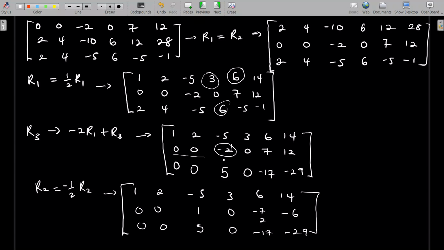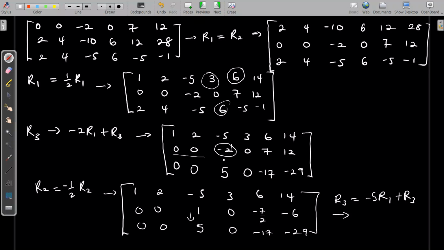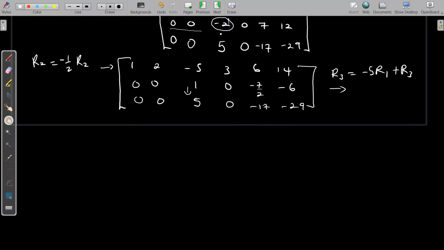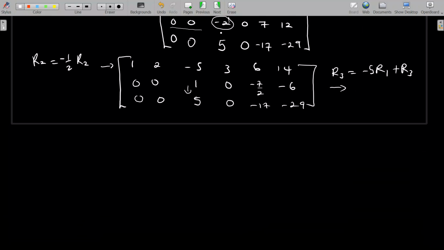So what you're going to do is transform this and make sure that the value beneath 1 is 0. But I have 5. So my new row 3 will be equal to -5 row 1 plus row 3. I'm going to multiply this guy by -5, add it to this, and that will give me 0, right? So that is going to transform to a different one. I think I have to push this to the top.